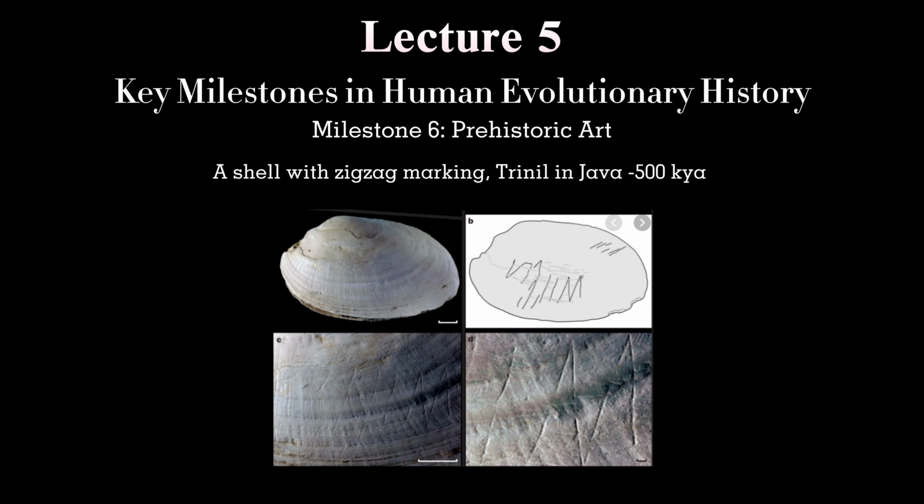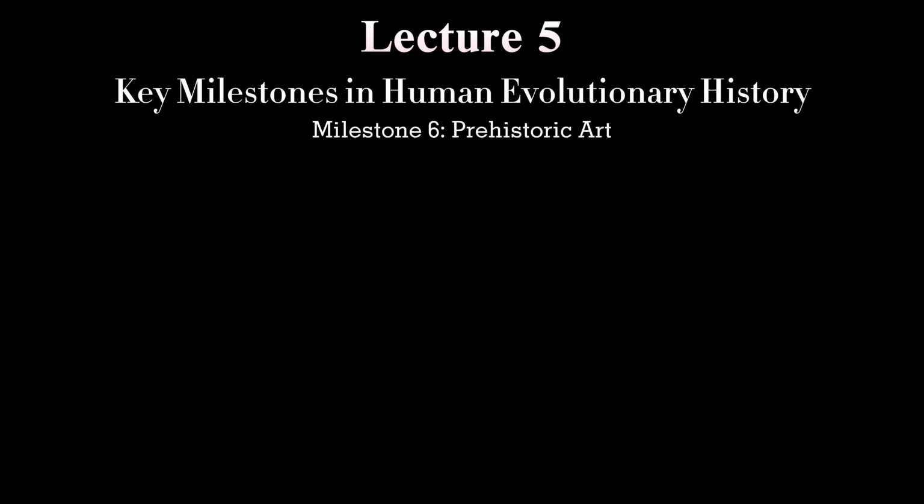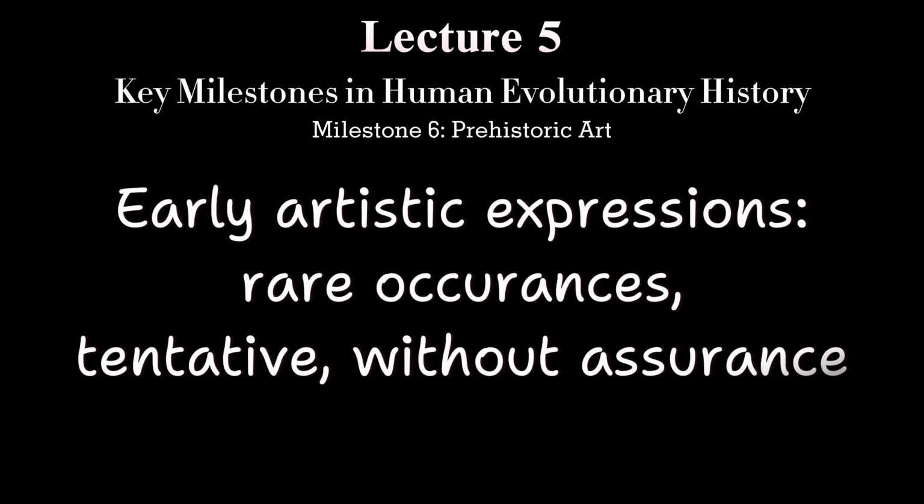A shell engraved with zigzag markings, dated to approximately 500,000 years ago, and attributed to Homo erectus, was discovered at Trinil in Java. Neanderthals left us only a few inscrutable markings, and some traces of ochre applied to cave walls, while other hominin species contributed virtually nothing in terms of decoration or visual art. All of the aforementioned artworks remained rare occurrences, with artistic inclinations expressed very tentatively and without assurance.